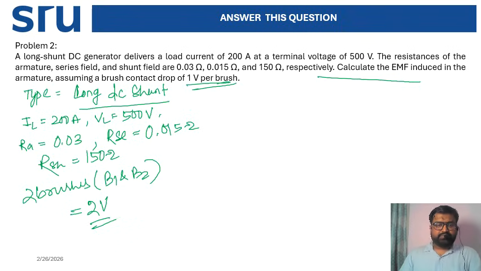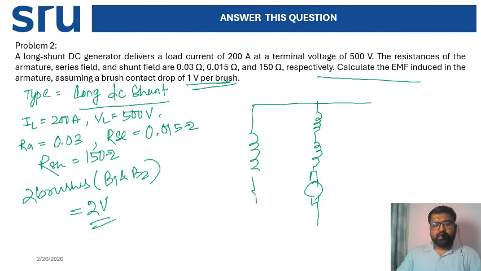Now we can easily draw the circuit diagram. The circuit diagram is a combination of series, armature resistance, then brushes like this, and we can connect the shunt resistance, the potential when connected to the.